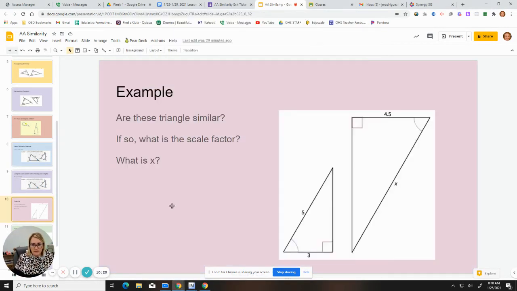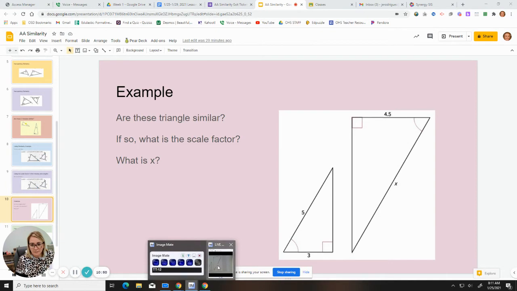Okay, another one of these. So first of all, we need to decide whether these are similar triangles. And you should notice that they both have a 90-degree angle and they both have one angle that shows that it is the same. So therefore, they are going to be the same. So now we need to figure out matching sides.